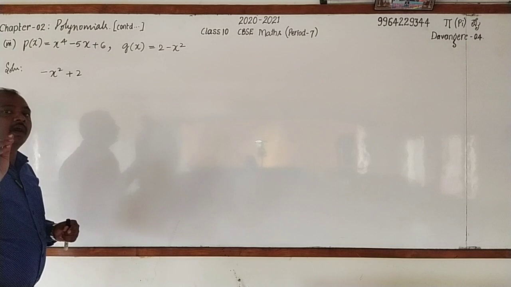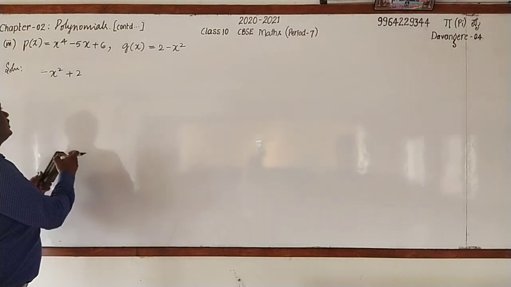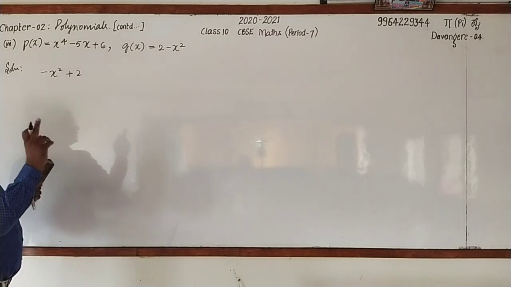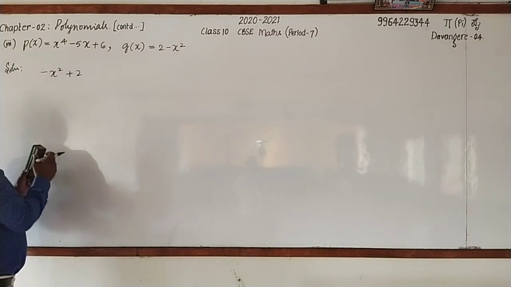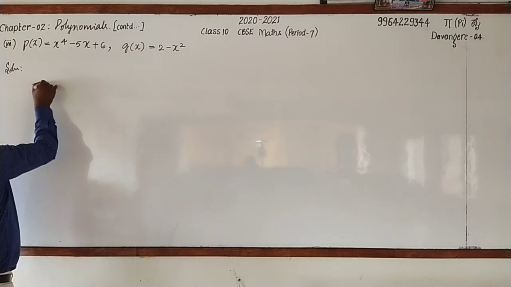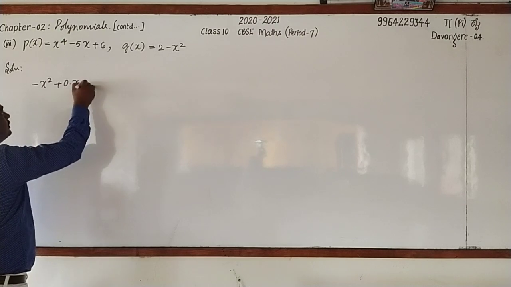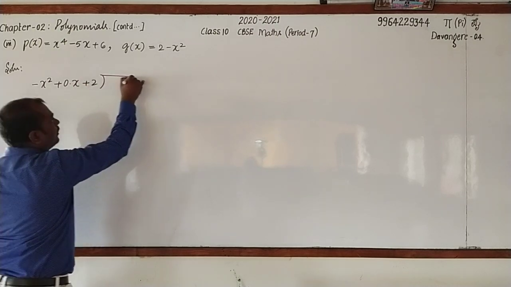But another important point to be considered is missing term. Is there any term missing? Yes. What is the term? X raised to the power 1. Hence, I will rewrite this as minus x square plus, there is no x term, 0 into x, plus 2.